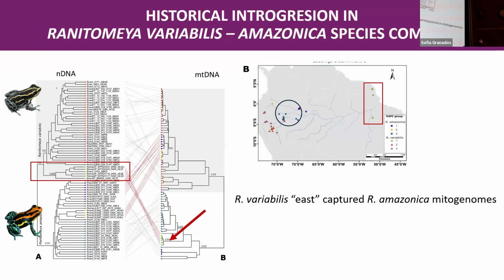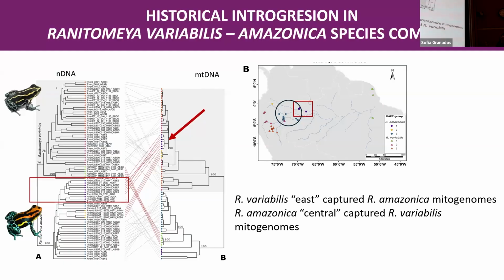and they captured the mitogenome of Ranitomea amazonica here. This is one of the reasons why these two species have caused some headaches in terms of their taxonomy. Previous studies used the 16S gene, and they detected that these were part of the Ranitomea amazonica group. However, when Jason's previous student used UCEs, she transferred those populations here. So now we know that it's not only one little part of the mitochondrial genes, it's the entire mitogenome that was captured by this species.